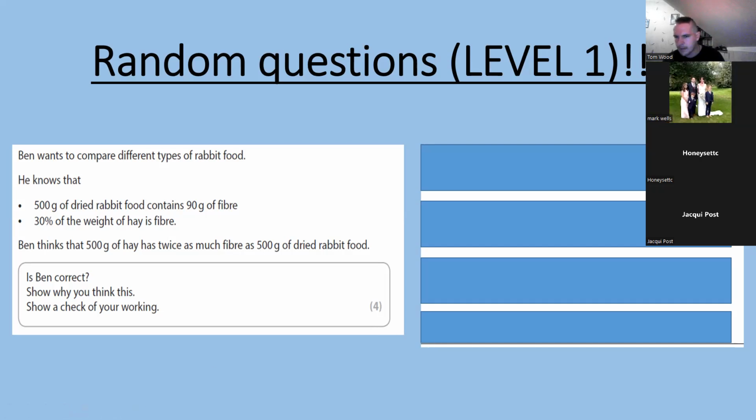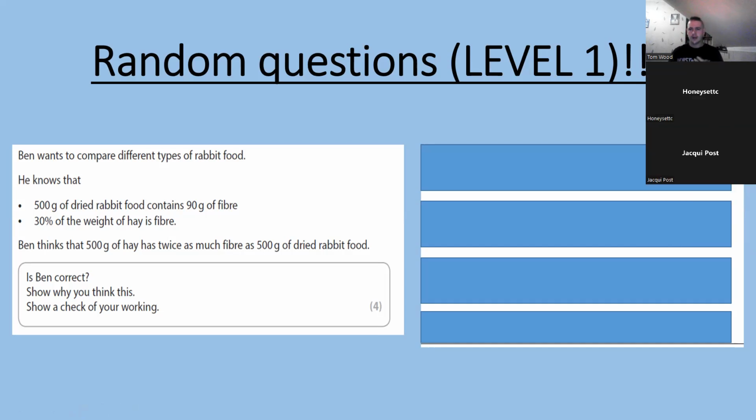Okay, so for the rest of us, we've got another question here. It's a 4-mark question. So again, this might be a case of bullet pointing down some information. I do just want to draw attention to that extra little bit there. It's a lot of information here. Is Ben correct? Show why you think this. Show a check of your working.